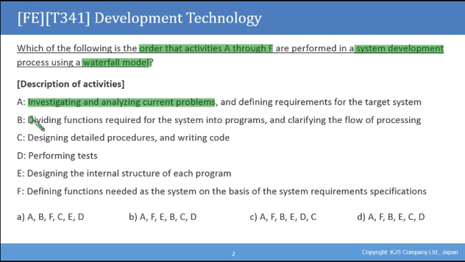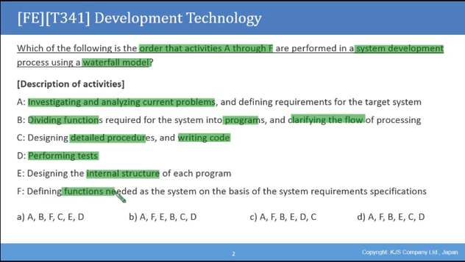B, dividing functions required for the system into programs and clarifying the flow of processing. C, designing detailed procedures and writing code. D, performing tests. E, designing the internal structure of each program. F, defining functions needed as the system on the basis of the system requirements and specification.